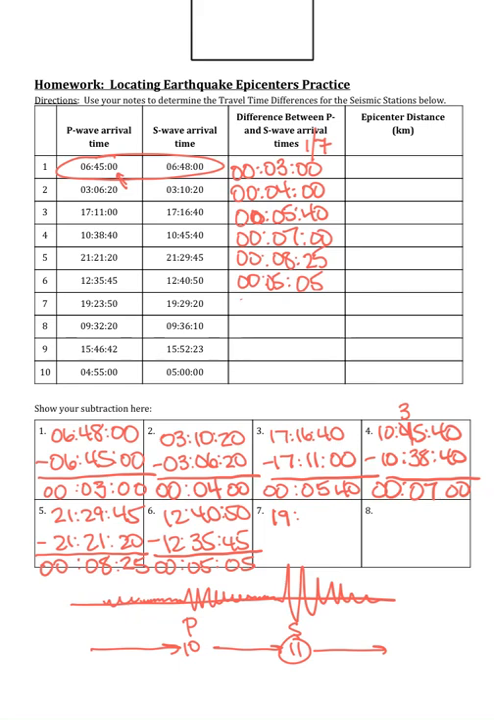So number 7 is 19 for the S wave. Let's change my pen here. The S wave is 19 hours, 29 minutes, and 20 seconds. Subtract the P wave, which is 19 hours, 23 minutes, and 50 seconds. Now the problem is we can't subtract 20 minus 50. So we have to borrow a minute from over here.